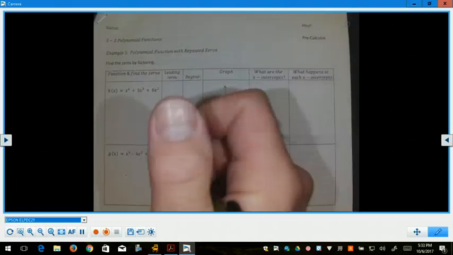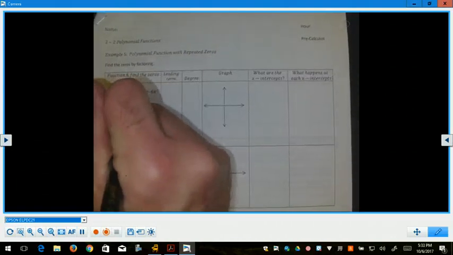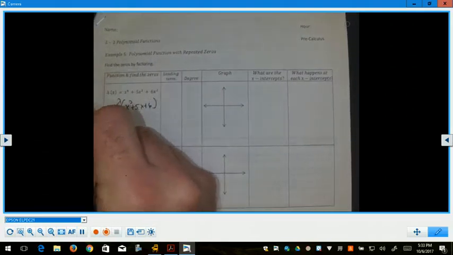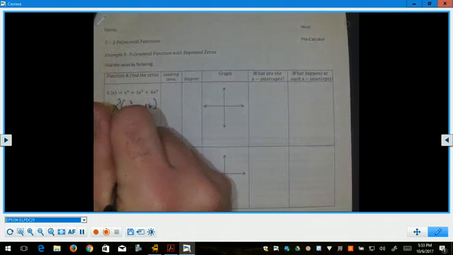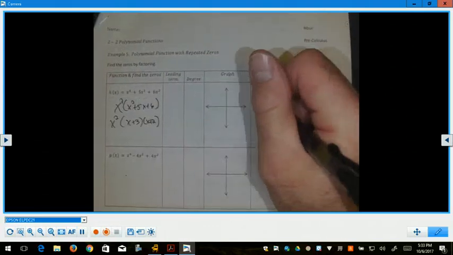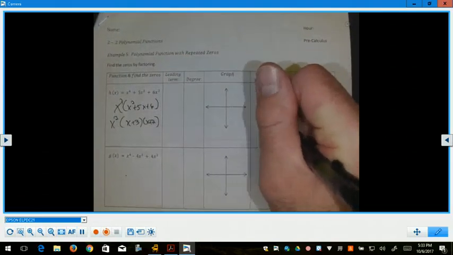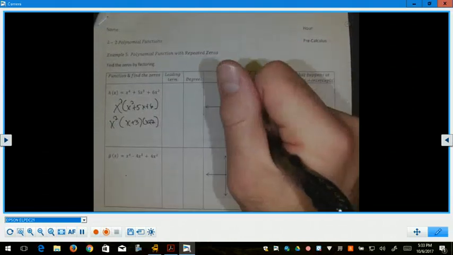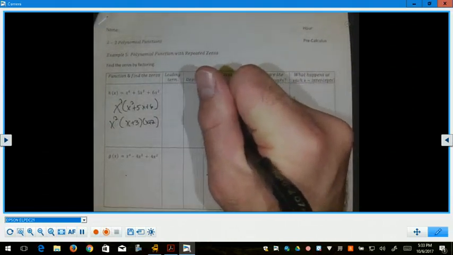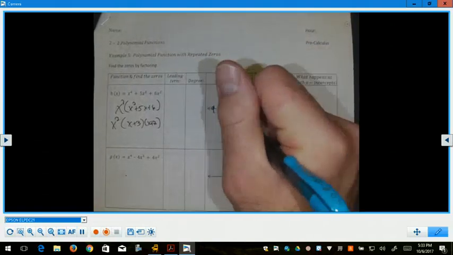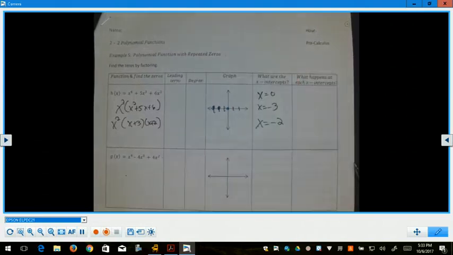All right, welcome back. So hopefully you have factored out x squared, and you had x squared times x squared plus 5x plus 6, and you had x squared and then x plus 3 and x plus 2 by factoring. This should have given you x-intercepts of x equals 0, x equals negative 3, and x equals negative 2. So on our graph, we would have one at negative 3, one at negative 2, and one at 0.